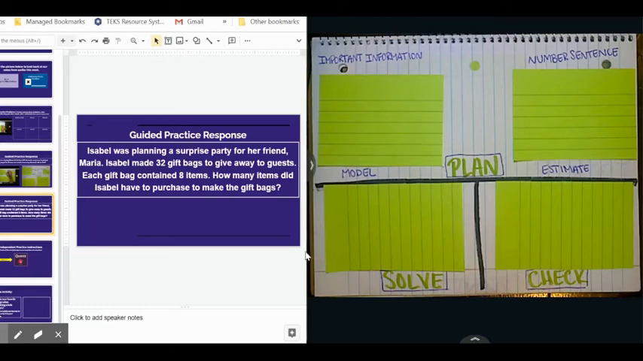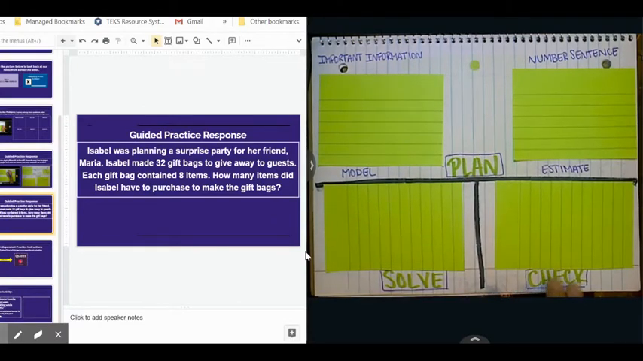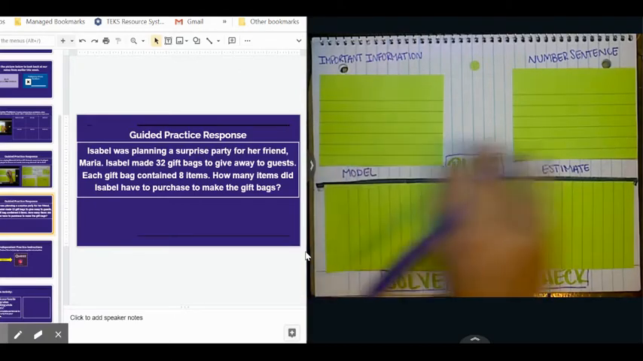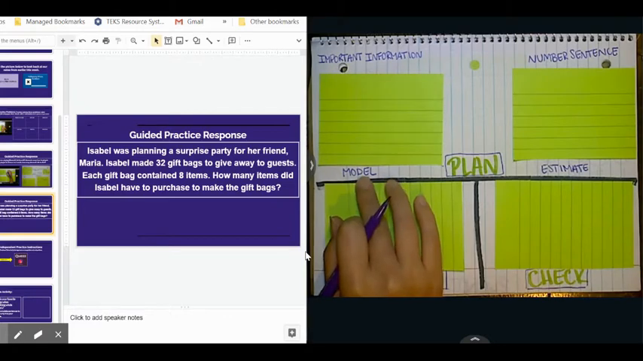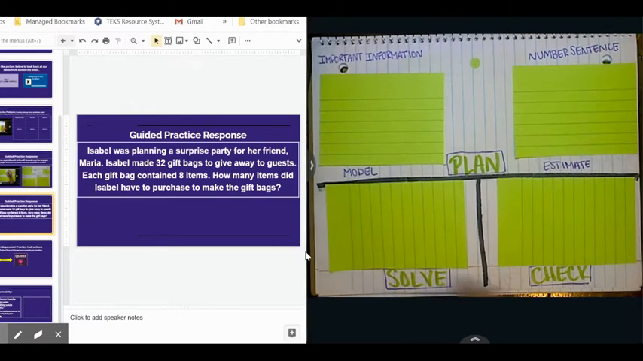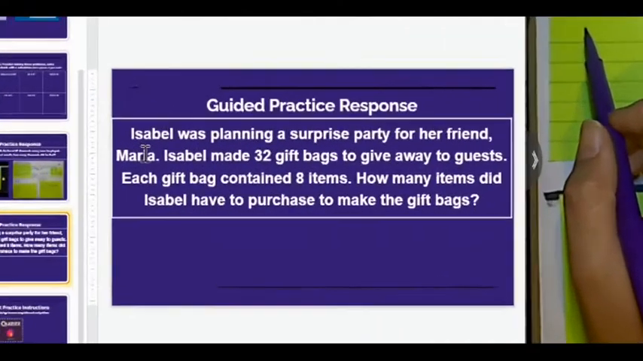Little humans, we are going to do our second guided practice problem. This problem we are going to plan, solve, and check. We're going to write out the important information, find our number sentence, and estimate after we find our model. Then we're going to solve and check our work to see if it's reasonable. So let's read the problem first.